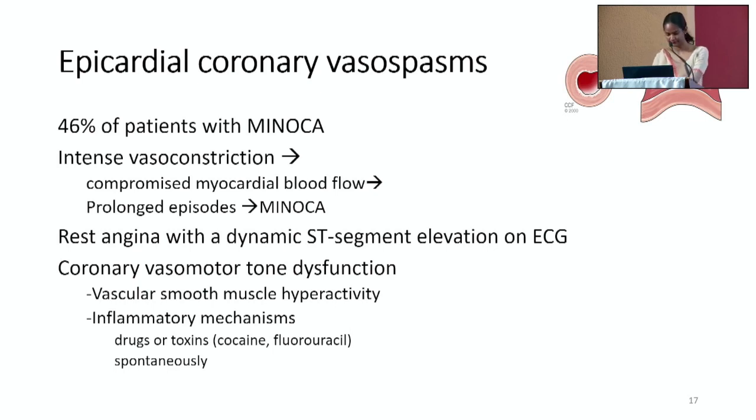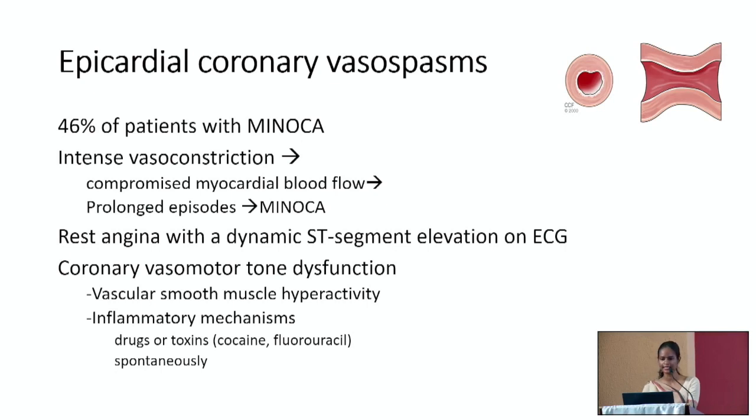Around 46% of patients with MINOCA have vasospasms. Intense vasoconstriction, more than 90% vasoconstriction, can compromise myocardial blood flow, and prolonged episodes can cause MI as well. They present with rest angina with dynamic ST segment elevations in the ECG.